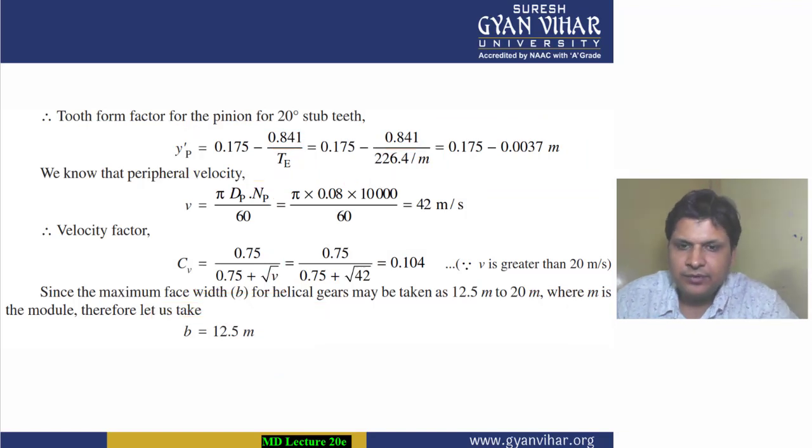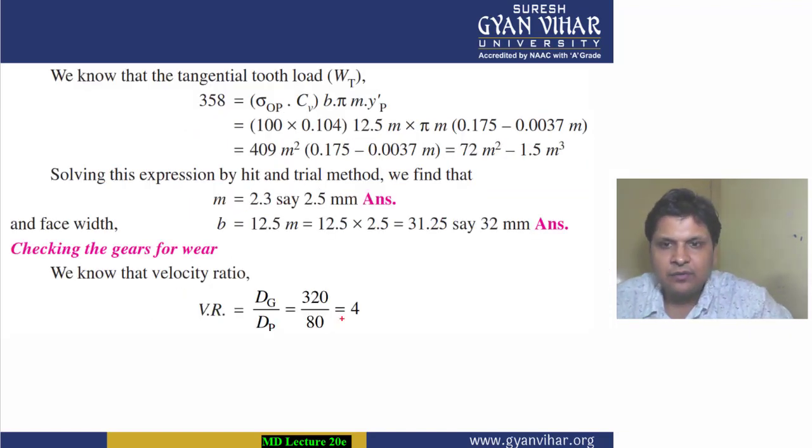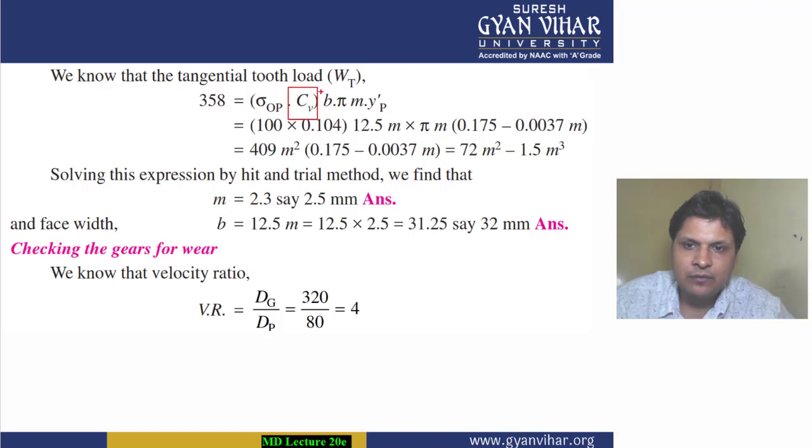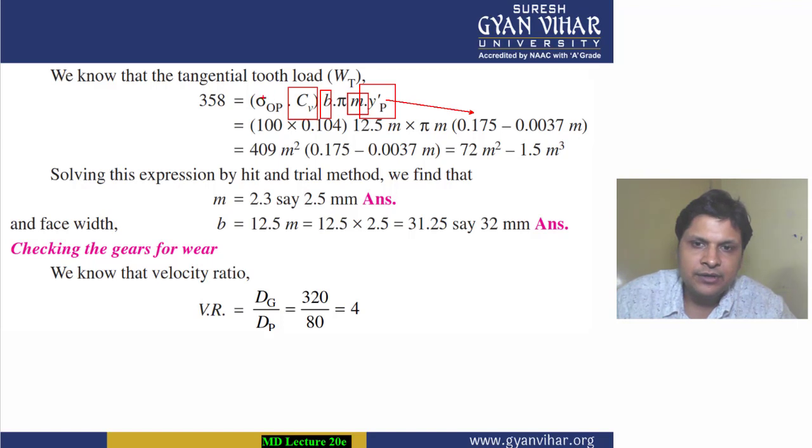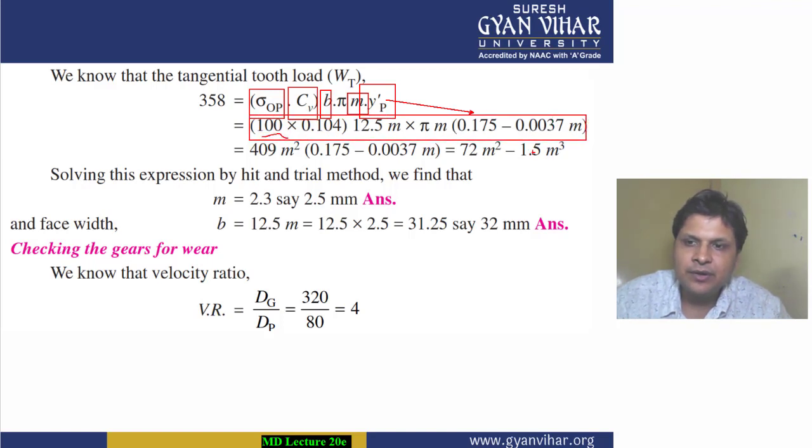Moving further, now since we have calculated the velocity factor, we have calculated the face width in terms of module. Module is already there. Even the tooth form factor we have calculated in terms of module. The allowable permissible stress value is given to you in the question, 100. So everything is given to you in terms of module, and the only unknown in this expression will be your m. The tooth load is already given as 358, which we calculated in the first step, the tangential tooth load.